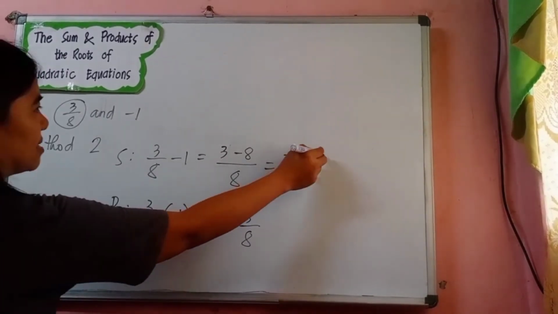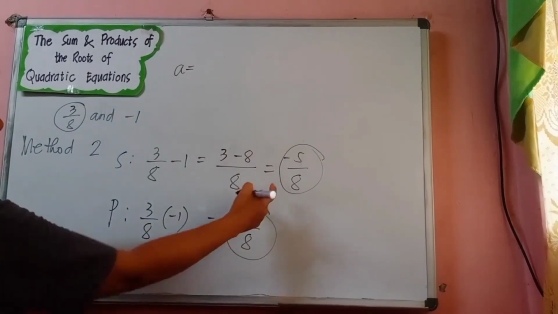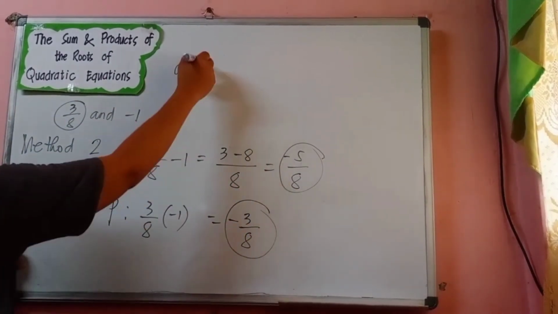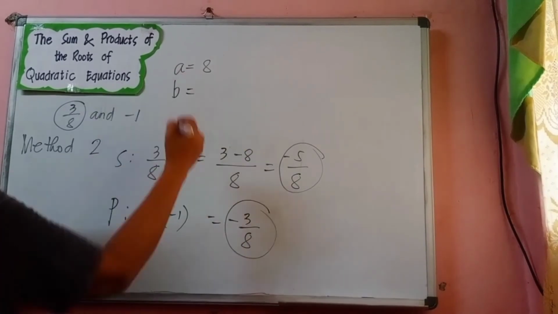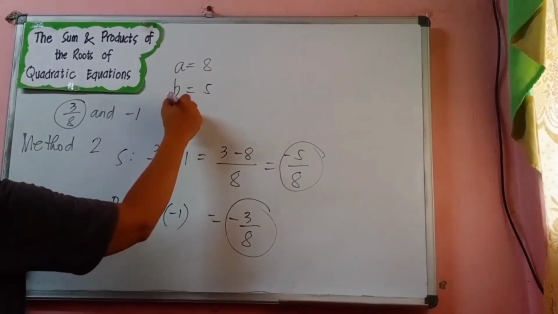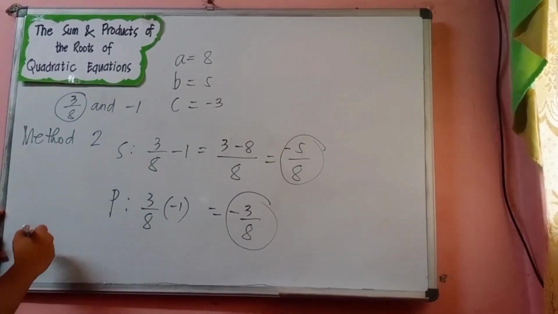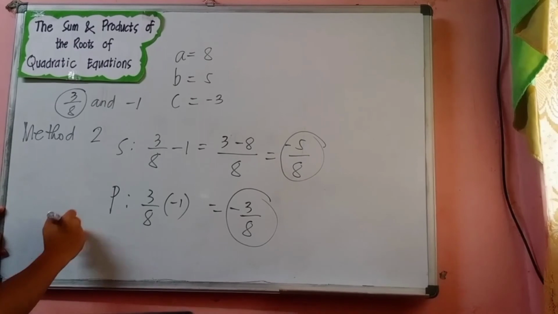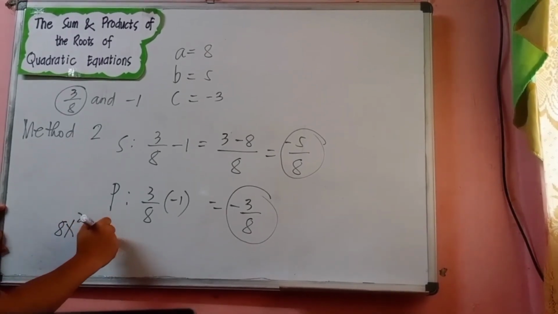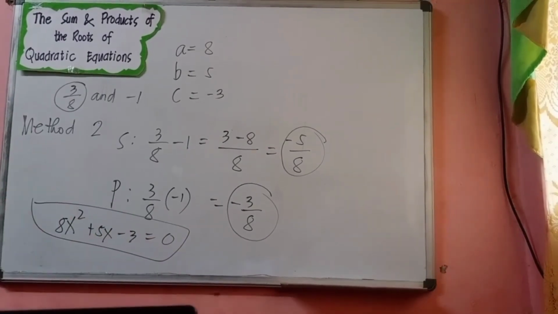Now from this, we can find the value of a as the denominator, and we have 8. So a is 8. Our b value is the opposite sign of our sum, so that's positive 5. And our c is negative 3. So therefore, the quadratic equation that we are looking for is 8x squared plus 5x minus 3 equals 0.